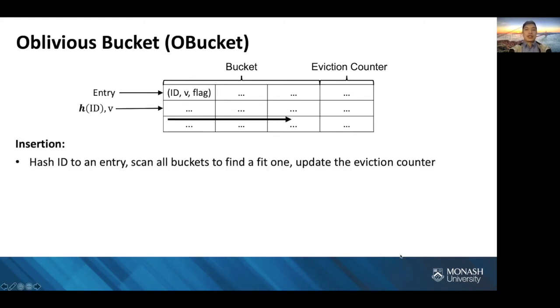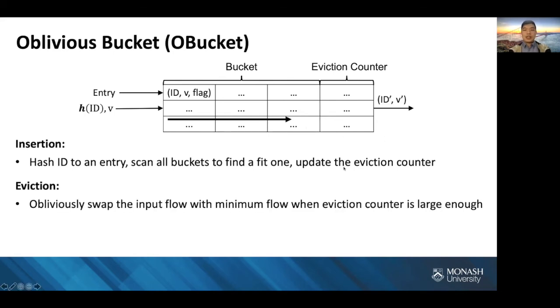During insertion, OBucket will first refer to the hash value of the ID to retrieve an entry, scan all the buckets in that entry and try to fit the flow into one bucket. At the end of the insertion, the eviction counter will be updated. Then the OBucket will run the eviction and output an evicted flow.